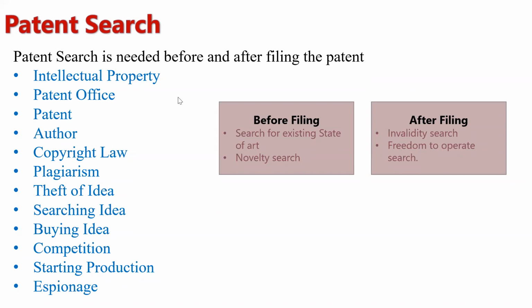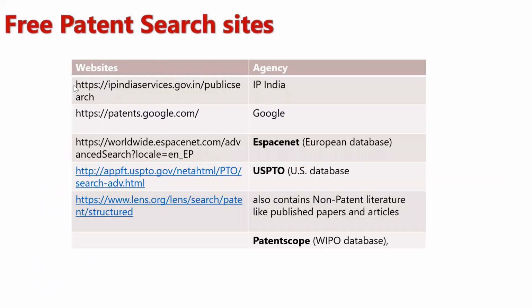So what are the websites available? This is the first website that will show the patents that are filed in India. Google covers patents from all over the world, and then there is eSpaceNet, USPTO, and Lens. And last is the WIPO database. So these are the search engines that are available.